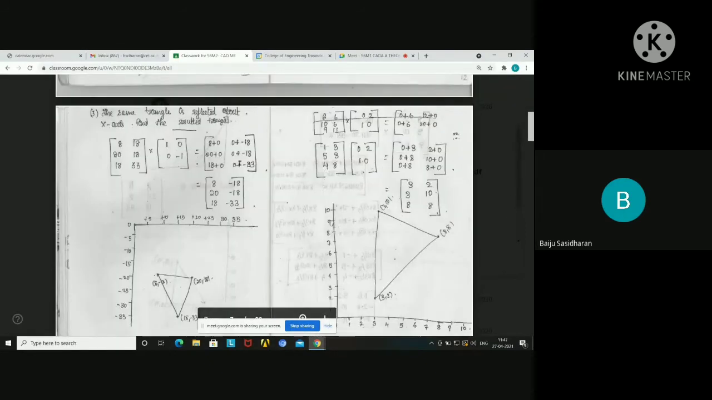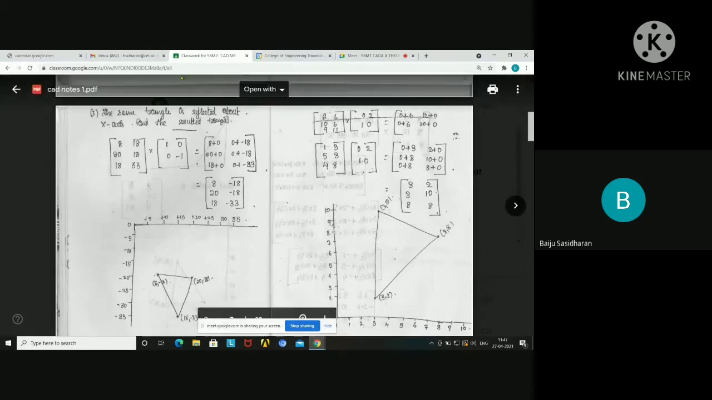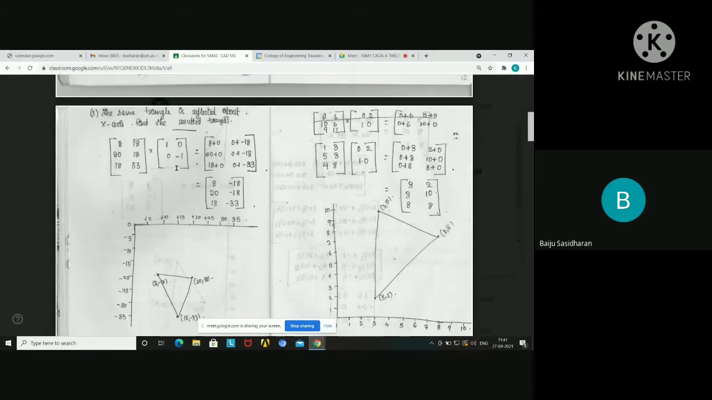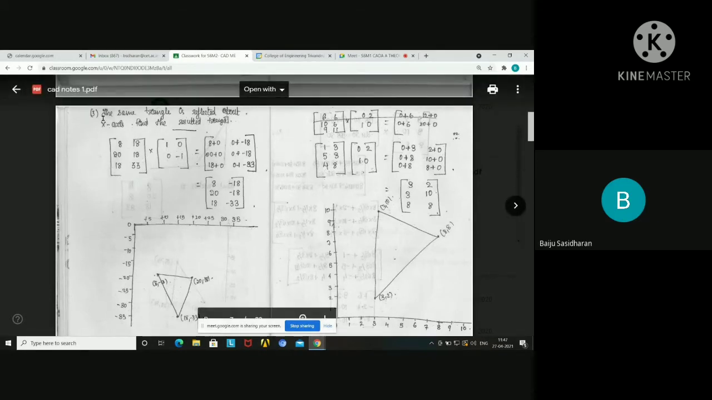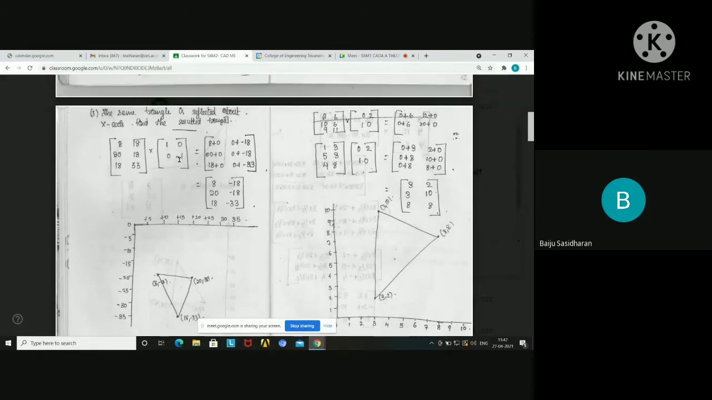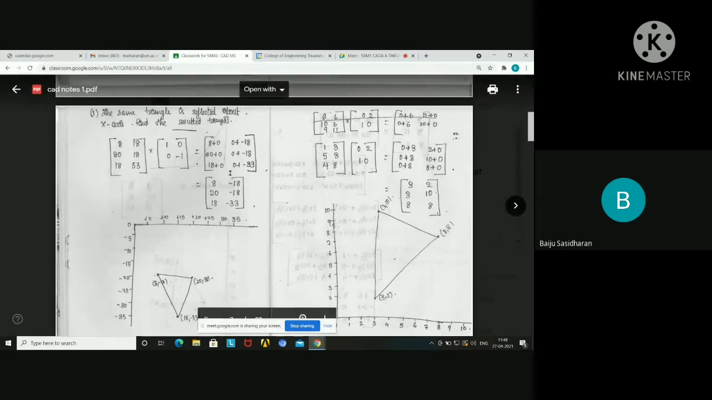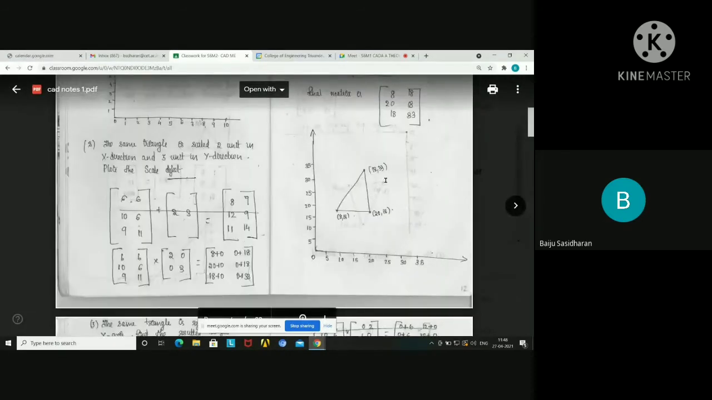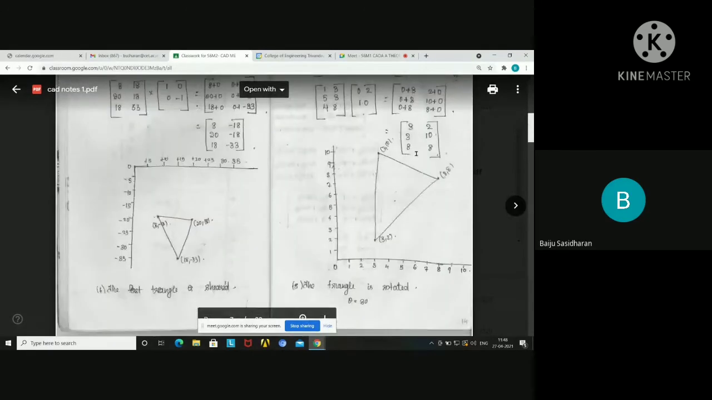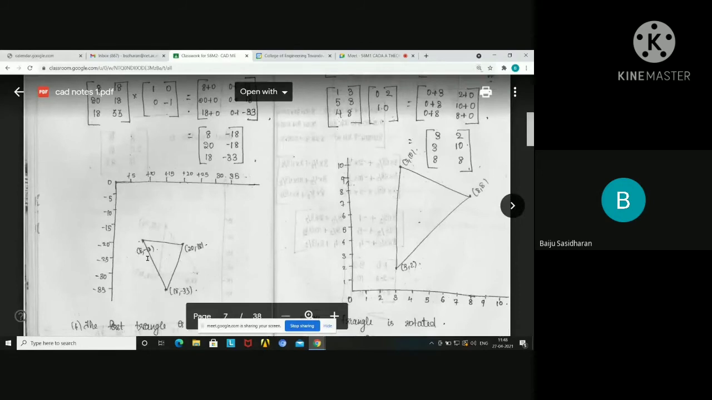The same triangle is reflected about the x-axis. So the same triangle, that is the transformed triangle, we have to do with the matrix for reflection. In order to obtain reflection about the x-axis, we have to put this value as negative, this value as negative, and after multiplying you will get 8, minus 18, 20, minus 18, likewise. See, this figure is the initial transformed one. After that we did the reflection about the x-axis. Then you will get this, reflection about the x-axis.